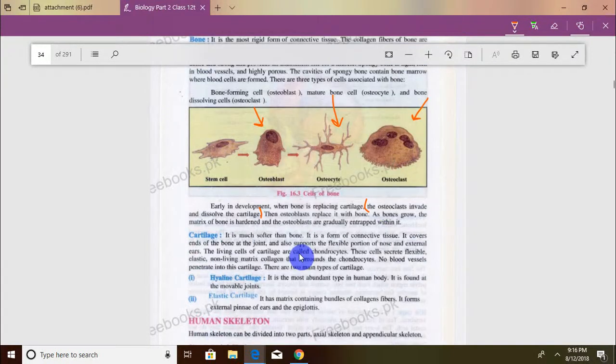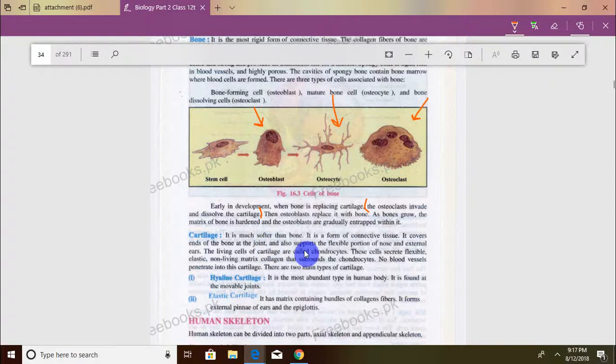Now, as expected, cartilage is much softer than bone. It is again a form of connective tissue. And where is it found and what does it do? It covers the ends of the bone at the joint. And the joint is the part where two bones articulate, and the cartilage is present over there at the ends of the bones.